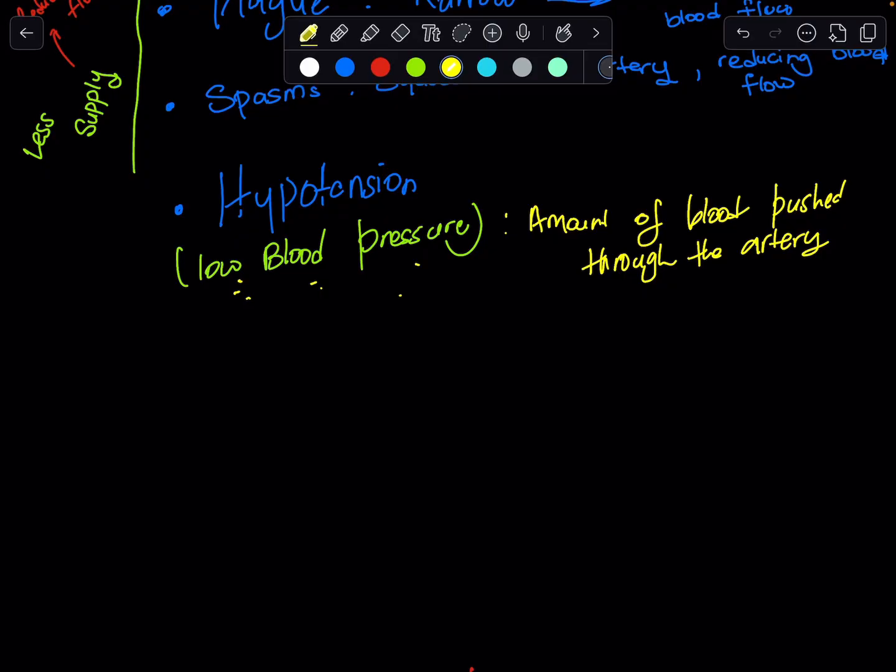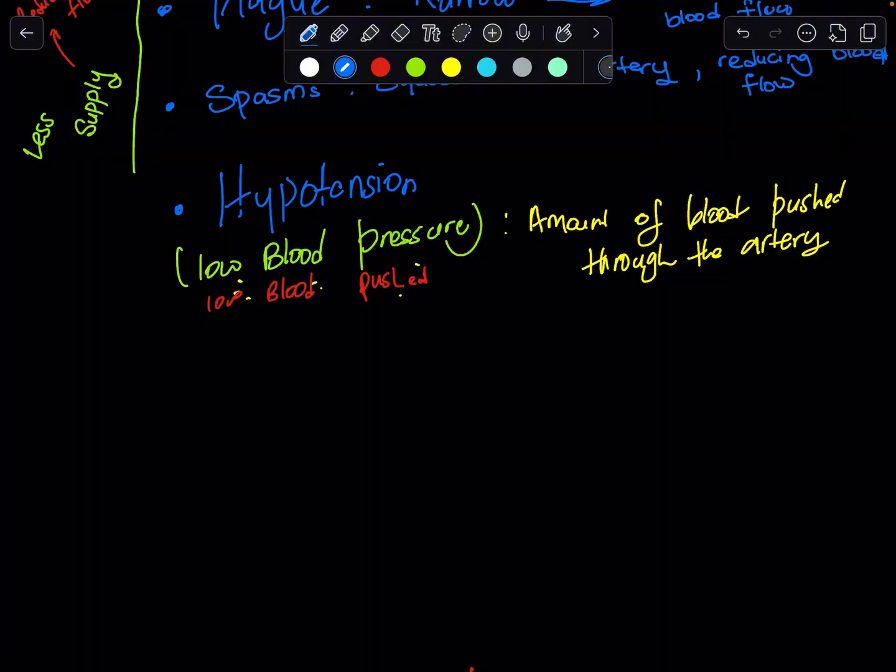Hopefully you got that, because that's a really good way to think of it. A low blood pressure means low blood is being pushed. Low blood pushed. That's how I'm going to think of it going forward as well. So how does hypotension cause less supply of blood to the heart? Basically, by the definition, there's less blood being pushed through the arteries. If there's less blood being pushed through the arteries, what's going to happen? Less blood is going to be going to the heart.